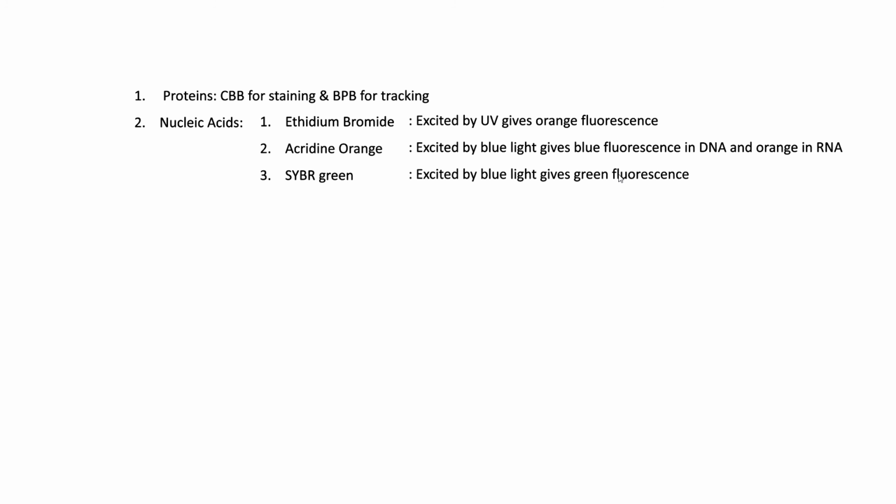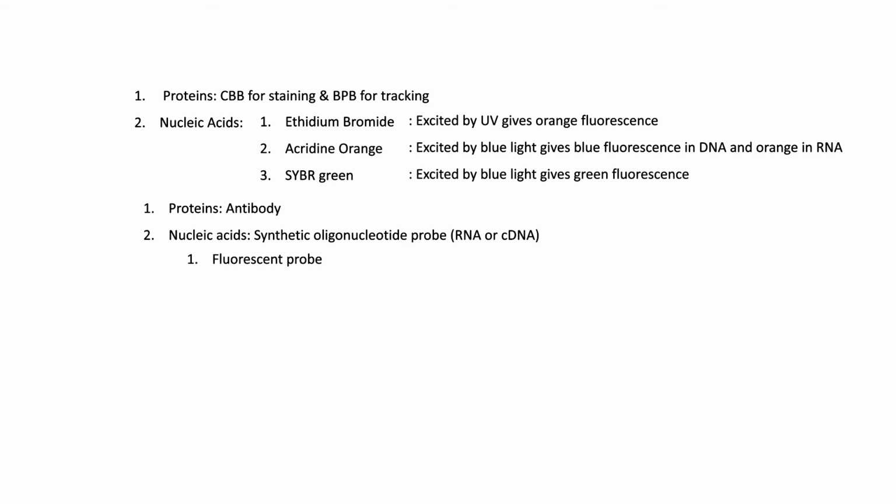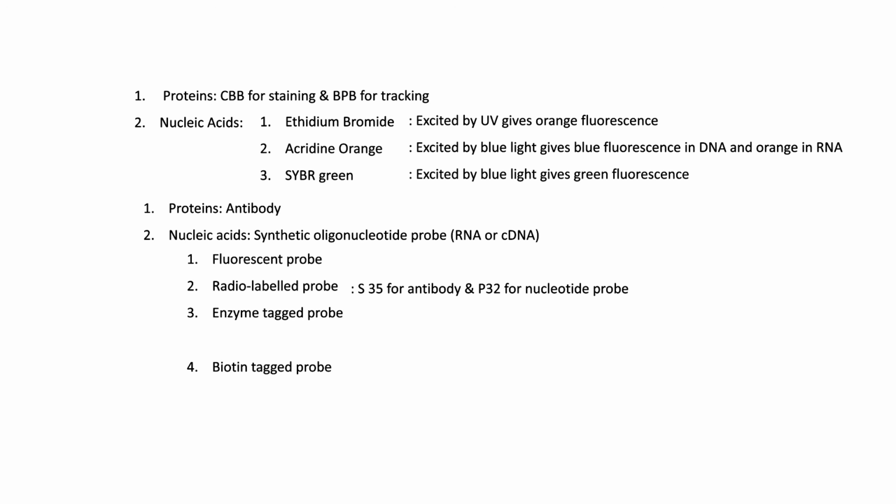Right? So these are the dyes. In case of probes, for proteins we use antibody probe, and for nucleic acids we use synthetic oligonucleotide probe. Now this synthetic oligonucleotide probe can be RNA or cDNA. And the probes are tagged with the fluorescence or radio labeled probe, enzyme tagged probe, or biotin tagged probe. In case of radio labeled probe, generally S35 for antibody probe and P32 for nucleotide probe. So remember, sulfur for proteins, phosphorus for nucleic acids generally.